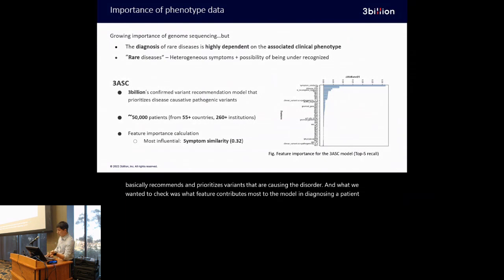And then the results showed that symptom similarity was the most influential factor of this model in providing an accurate diagnosis. And symptom similarity is basically the similarity between the patient's symptom and the disease symptom. So higher symptom similarity means that this patient shares very similar phenotypes with the known disease.